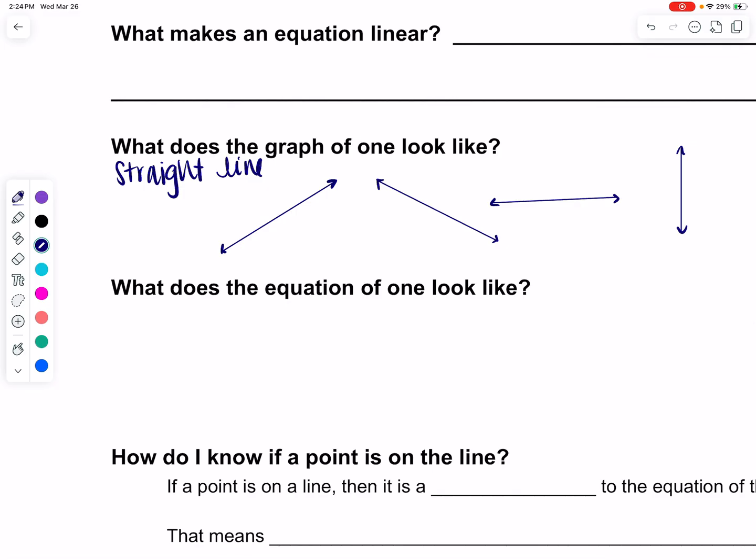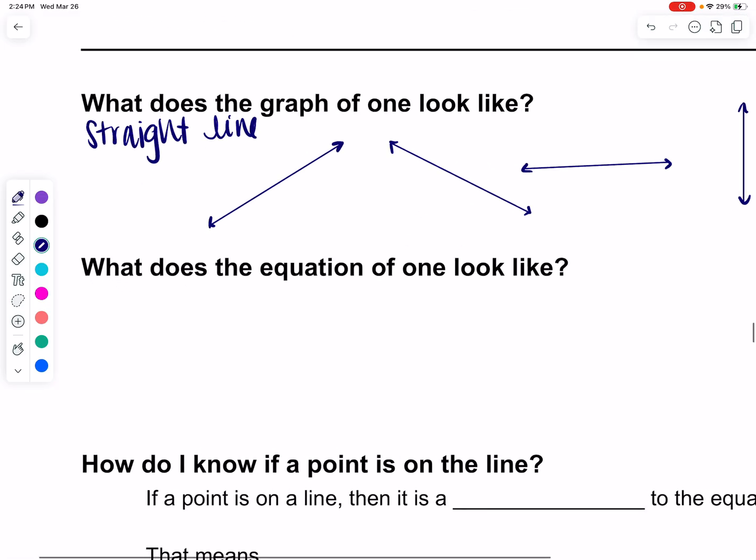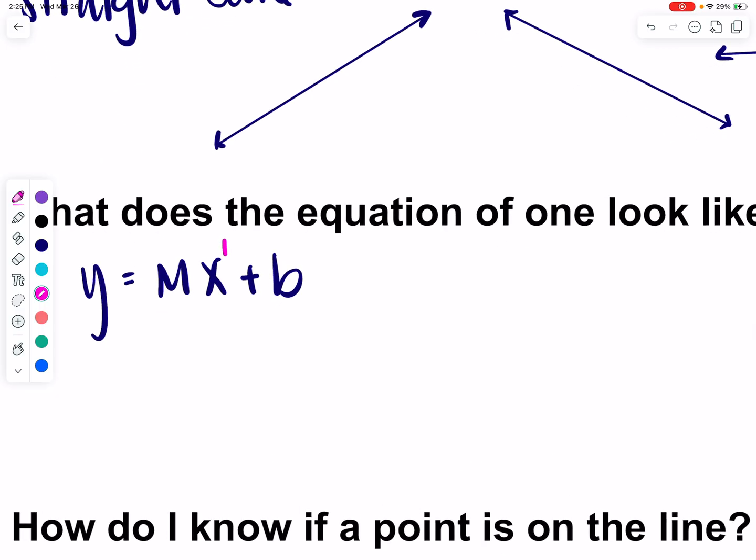As far as an equation goes, an equation would look like y equals mx plus b. This is what we call slope-intercept form. But the big thing here is for you to notice the exponent on the x. That x has a 1 as an exponent.